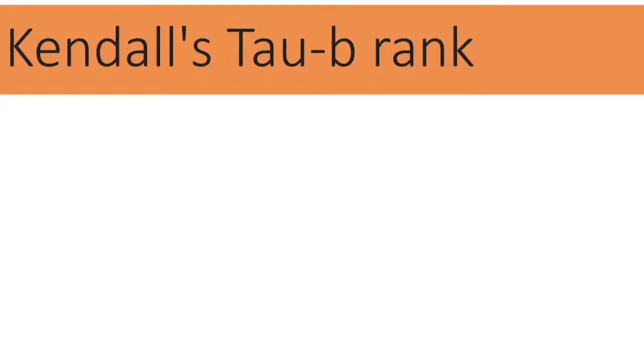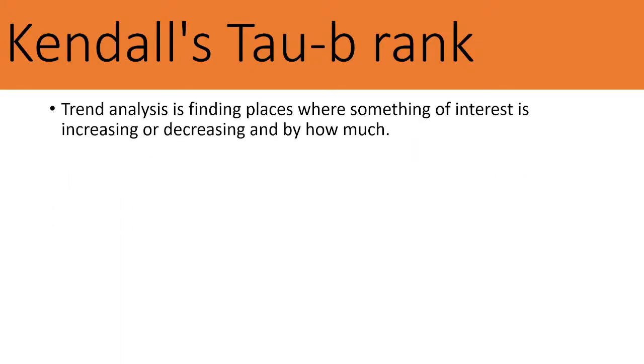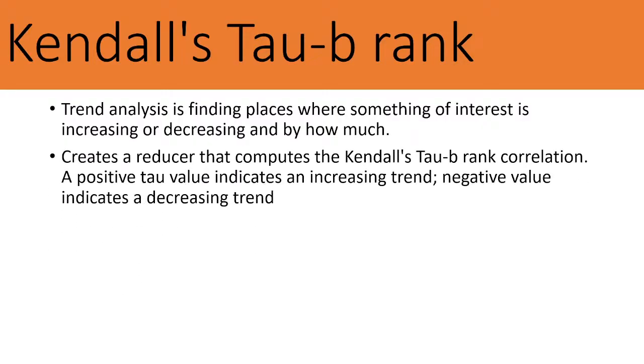It is a non-parametric analysis, Kendall's tau and rank. Basically, trend analysis is finding a place where something of interest is increasing or decreasing, and how much increasing or how much decreasing. This type of value we can get from trend analysis. There are a lot of ways to do trend analysis. This time we use the Mann-Kendall tau value. In the Google Earth Engine platform, it provides the rank correlation, and a positive tau value indicates an increasing trend, and a negative value indicates a decreasing trend.